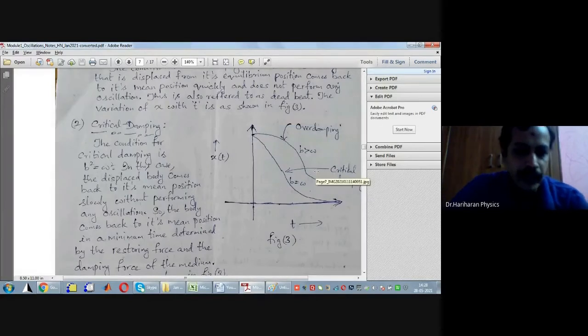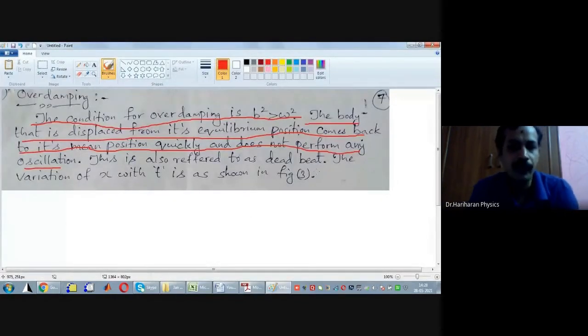Once again, what is the definition of over damping? In the case of over damping, the body that is displaced from its equilibrium position will come back to its mean position quickly and will not perform any oscillation. This is also referred to as dead beat. You can achieve it by properly choosing the value of B and omega. The damping coefficient should be greater than the natural frequency of vibration. This is something we call tuning.